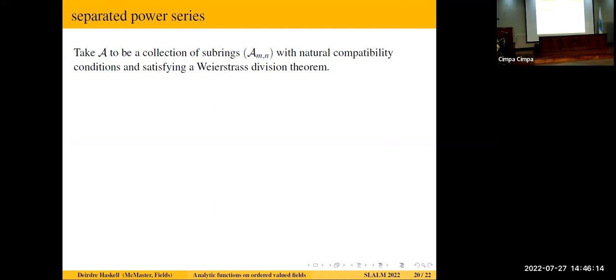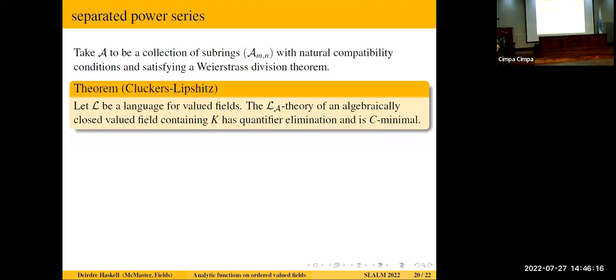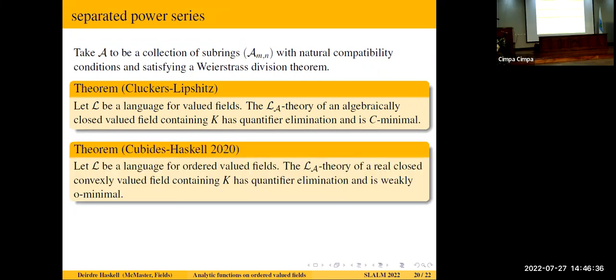Then Robinson, Lipshitz and Lipshitz were able to prove that if we take such a collection of functions and add them to our language, then in an algebraically closed valued field, we get quantifier elimination and we get C-minimality. And then what Paolo and I were able to do is to say, okay, let's do that, but let's do it on an ordered valued field.